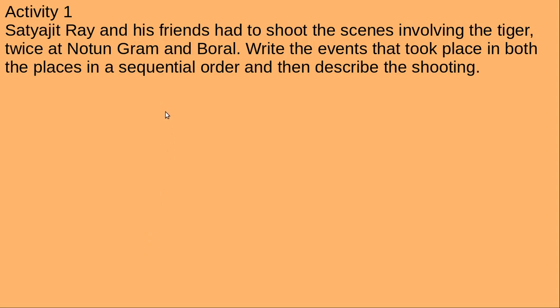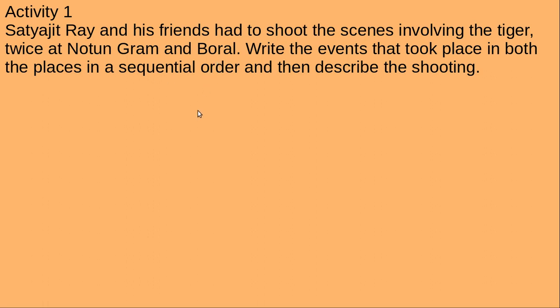Right, now we can see the first activity. Satyendra and his friends had to shoot the scenes involving the tiger twice, at Nottingham and Boral. You have to write the events that took place in both places in sequential order and describe the shooting. First, remember the events, what happened at Nottingham, everything we have discussed in detail, so it's quite easy to write.